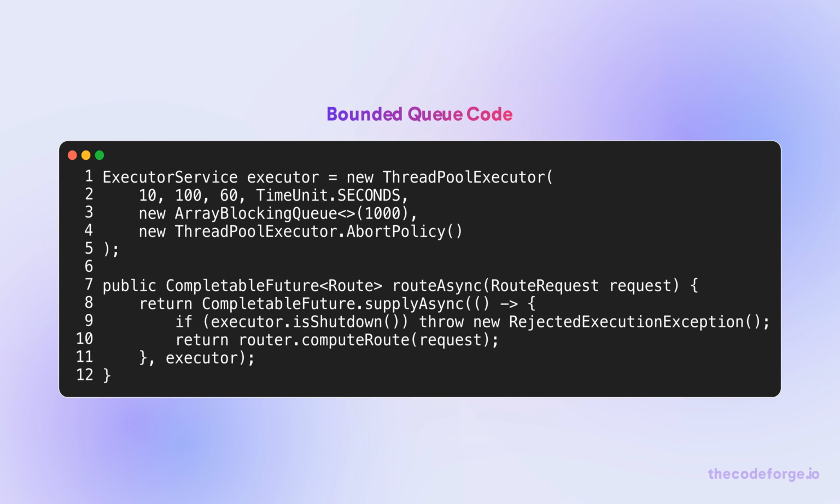This creates a bounded queue of 1,000 entries. When full, the abort policy rejects new tasks, causing the caller to get a rejected execution exception, which can be translated to a 503 response.